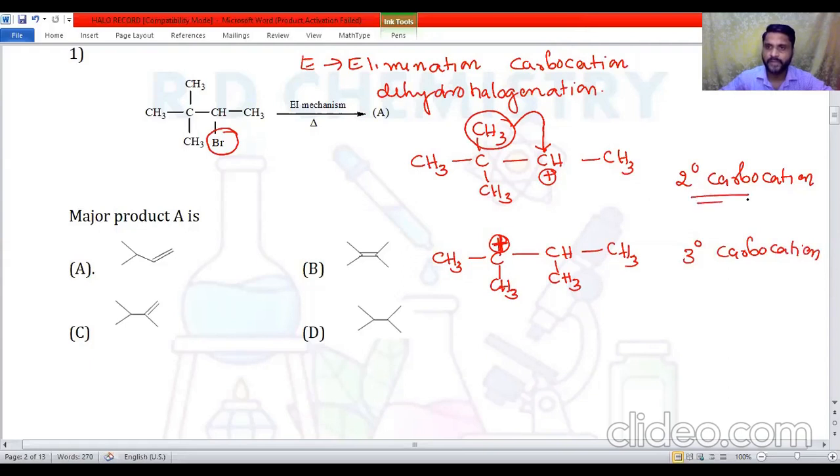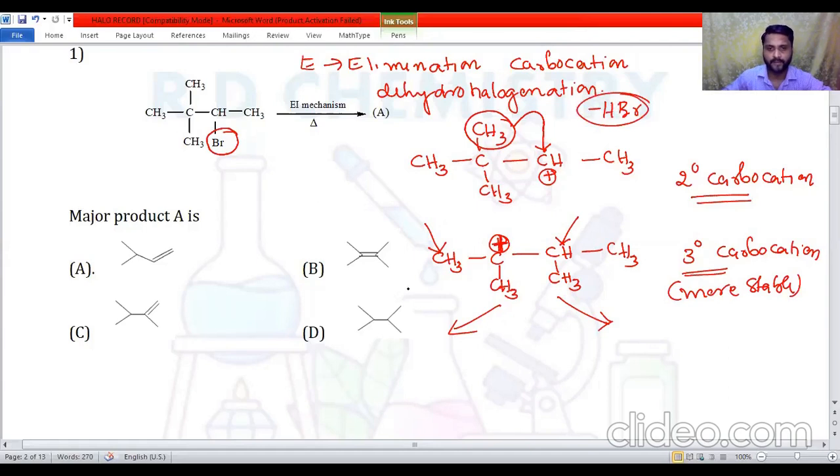Compare stability of secondary and tertiary. Tertiary is more stable. Therefore, we have to write down the product with respect to tertiary carbocation. Again, there are two possibilities here. I have to remove hydrogen either from this carbon atom or from this carbon atom, the neighboring carbon atom. Dehydrohalogenation means removal of hydrogen and bromine from the neighboring carbon atom. So let me write both the possibilities.